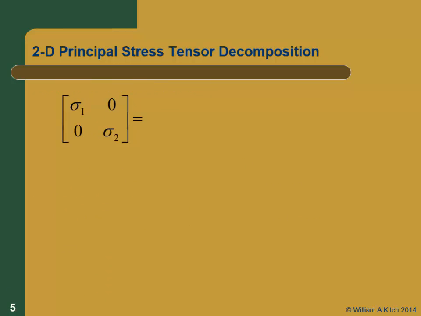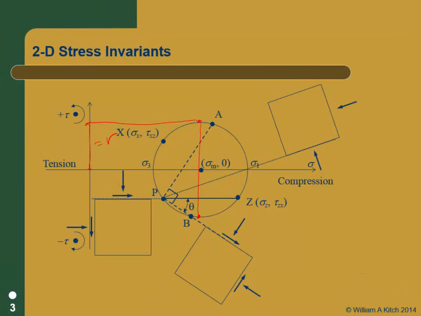Okay, I can write any state of stress in terms of its principal stress tensor, right? It's going to be sigma 1 and sigma 3, with zero shear stresses. Sorry, I put sigma 2 there; this should be sigma 3. Where's that on my circle? It's these two points on the circle right there, where there's no shear stress.